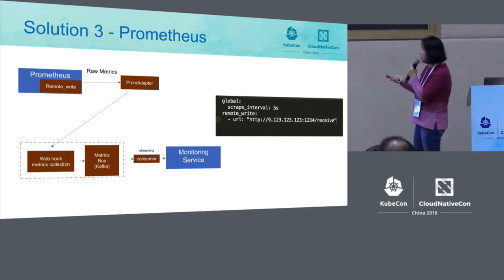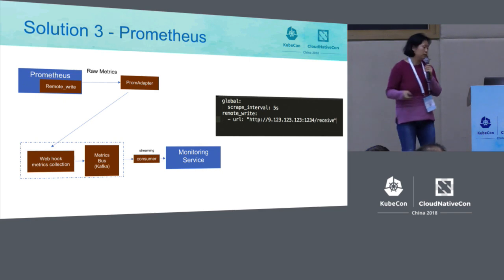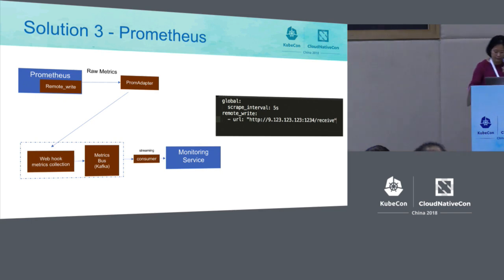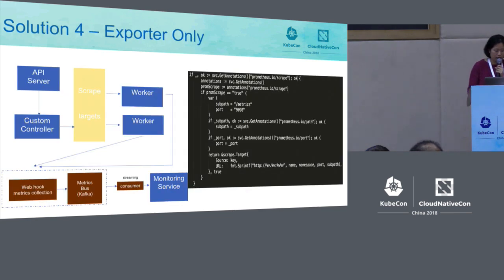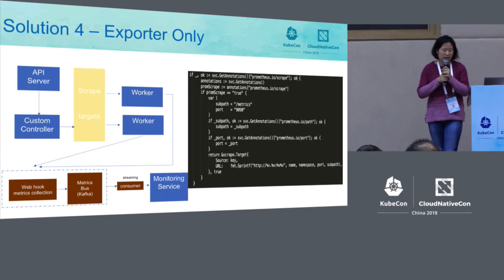Here is a configuration file. You have to write a URL, and this is a webhook address. By doing this, the metrics can be collected in this way. So you see, by doing this, we can have a perfect solution 3. And there is another solution. It's called exporter only.